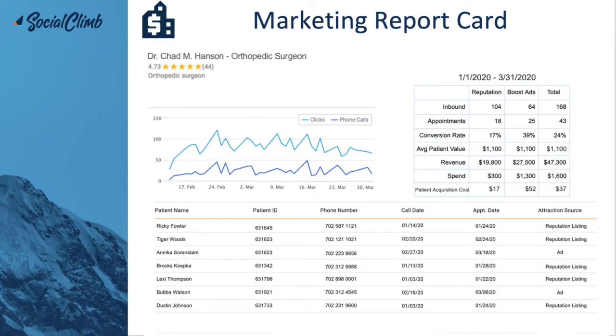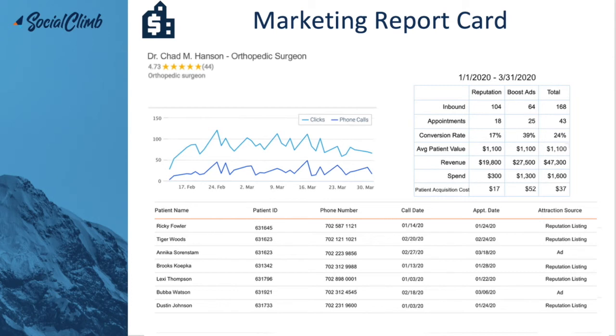Now we want to know how many of those convert. So here's the payoff, the marketing report. This is showing Dr. Hansen's marketing report for the first quarter of 2020. On the left, on the top side, you can see that there are some calls and some clicks that came through there, kind of the daily counts on those. And on the right, you can see really 3 columns: the reputation, the ads, and the total. So let's just look at each of these.